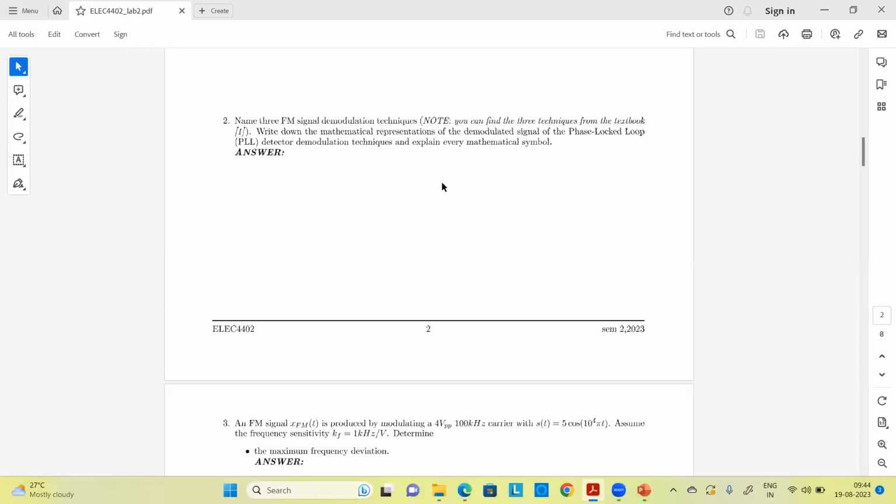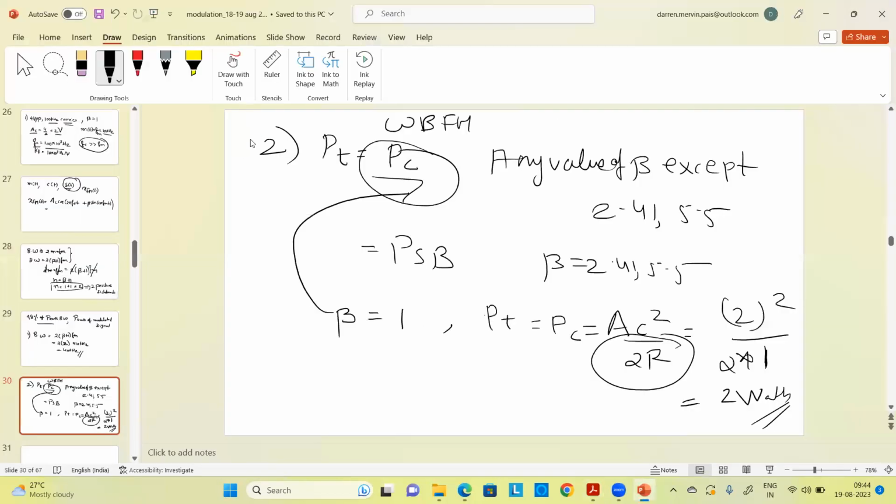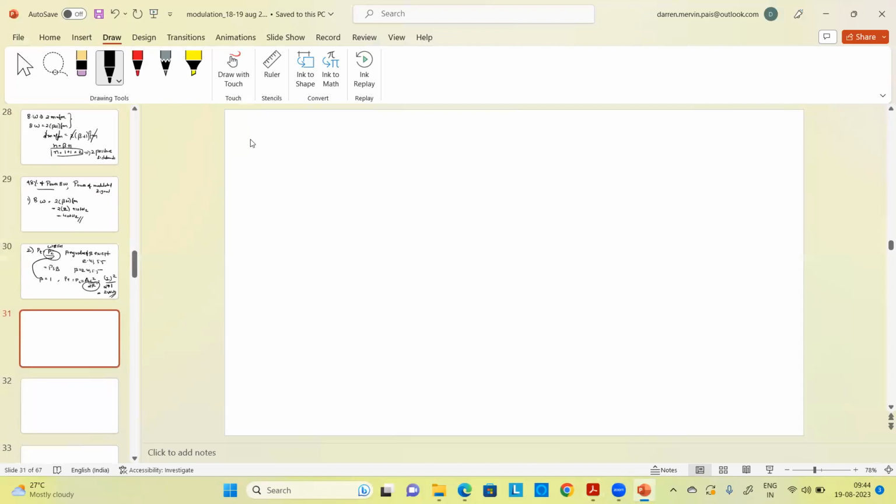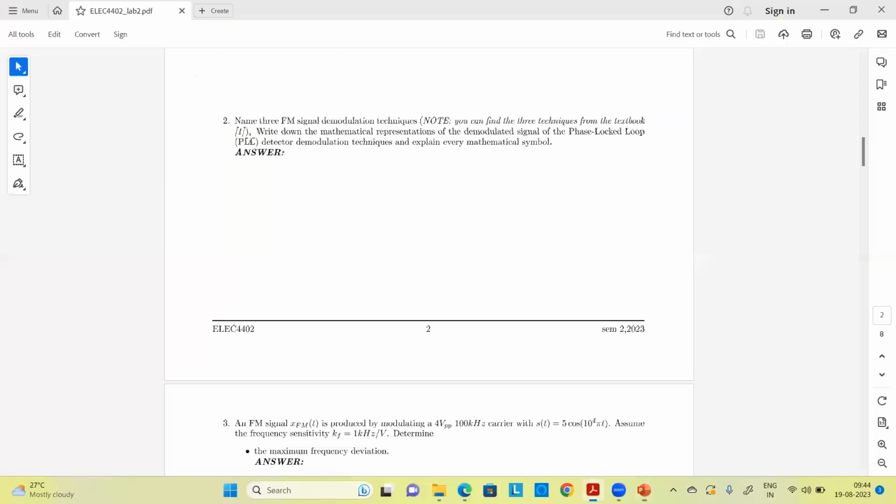Now the next part is: name the three FM signal demodulation techniques. Of course, there are many demodulation techniques. They are only asking you to name them here. They have told you to find the three techniques from the textbook. If you have the textbook, you can refer to it. However, I will let you know the names of the ones that I am aware of. You can also refer to the textbook.